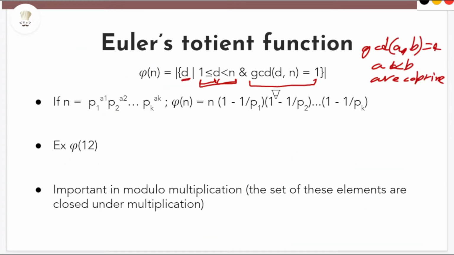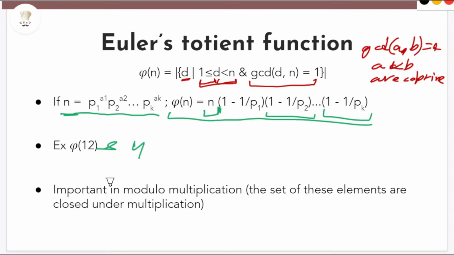In fact, for any general n which is equal to p1 to the power a1, p2 to the power a2, up until pk to the power ak, we can write phi of n as n into 1 minus 1 by p1, into 1 minus 1 by p2, up until 1 minus 1 by pk. For example, phi of 12 is 4, we already calculated that.